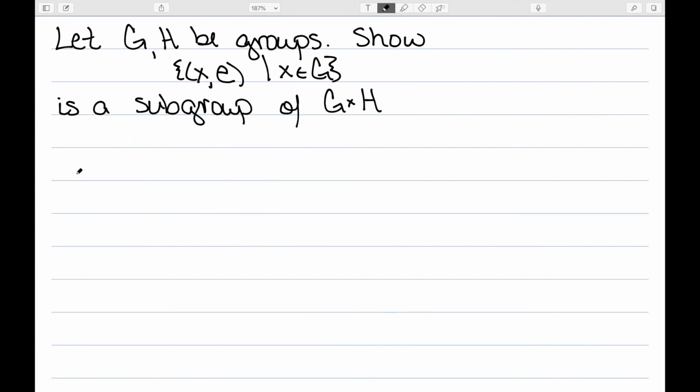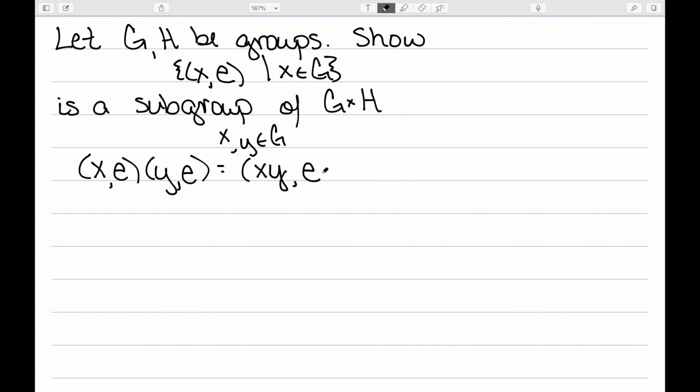Let G and H be any groups. I'm going to consider the set of all elements of the form x comma e, where x is in G and e is the identity of H. And I want to show this is a subgroup of G cross H, the direct product. Well, we're going to take something of this form and something else of this form. So let's consider x and y in G. This would be, by definition, xy, comma, e times e would be e. And since x and y are in G, xy will be in G, since G is a group and it will contain products.